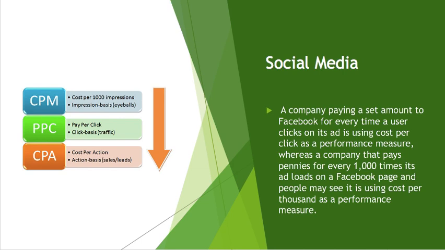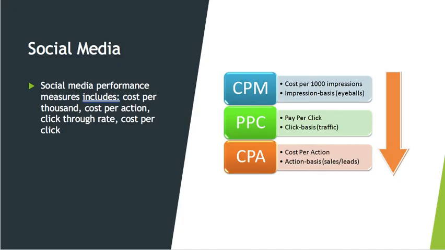Know the different types of social media metrics as far as measuring ads, that a company paying a set amount to Facebook every time a user clicks on its ad would use a cost per click. And every time the company pays a penny for every 1,000 times the ad loads would be a cost per 1,000. So be able to understand the differences between the metrics. So you have cost per 1,000, cost per action, cost per click, and click-through rate. Be able to recognize those four as metrics for social media.